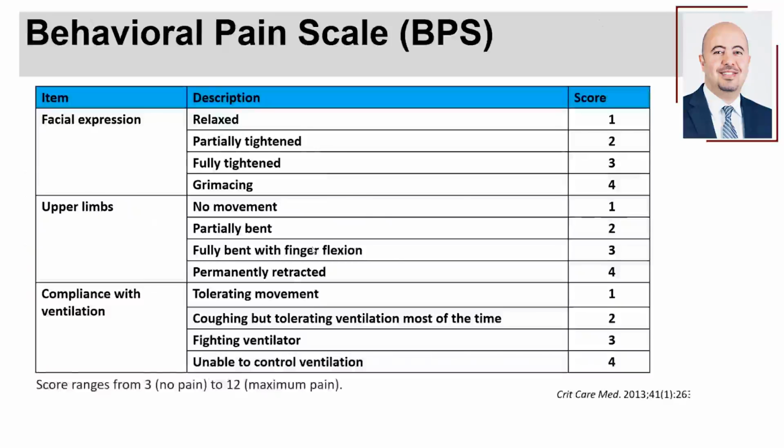هذا هو ال behavioral pain scale. It's one of the commonly used. بيعتمد على 3 components: facial expressions, upper limb, and compliance with the ventilator. يعني when your patient is having grimacing, retracting the upper extremities, and fighting the ventilator, that's an indication of significant pain. هلا كل component the score is from 1 to 4, and the total score range is from 3, which is no pain, to 12, which is the maximum pain.